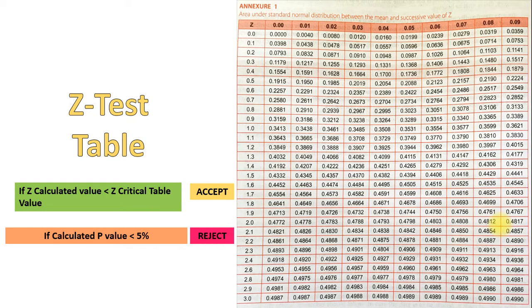But how to accept or reject a hypothesis? This remained a question now. From the previous formula, you calculate the z statistic; you will have the z calculated value. You will compare this value with the z critical table value. This is the z table. So if the calculated value is less than the z critical table value, you will accept the hypothesis, otherwise reject it.